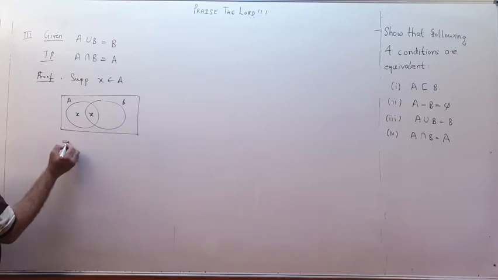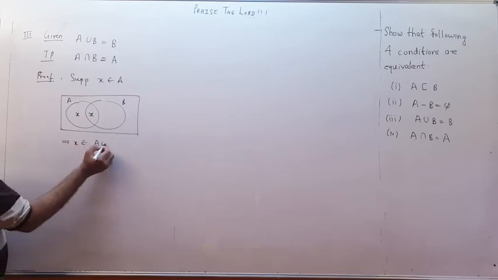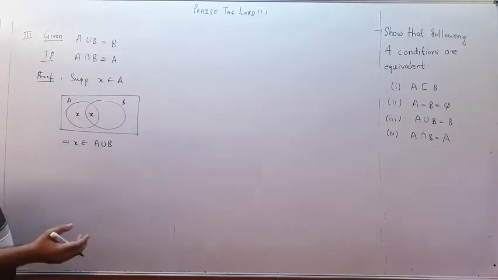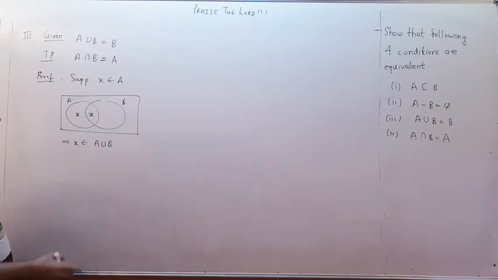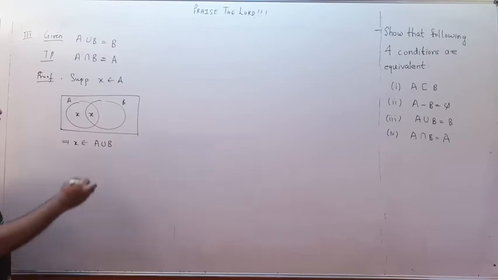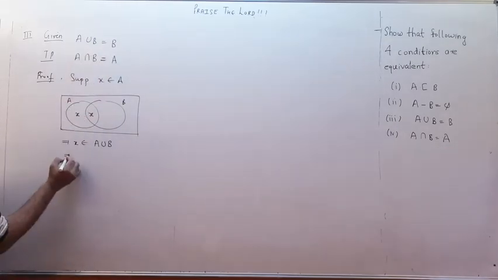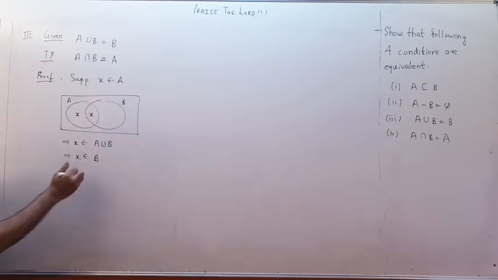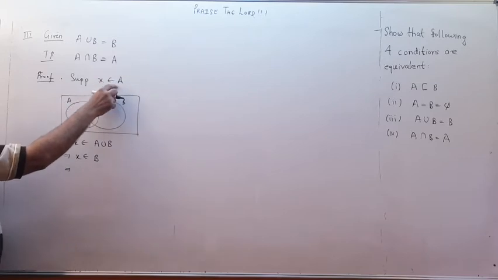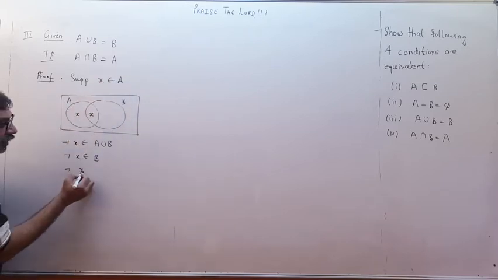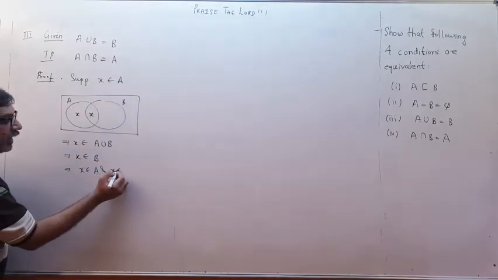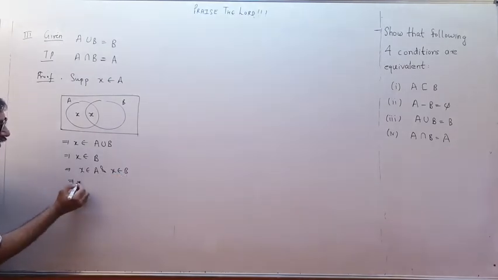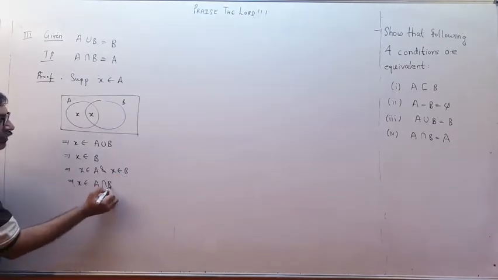x belongs to A means x will belong to A union B definitely. Because if x is in A, and if I take the union of A with any set, then x will belong to that set. But A union B is B, that means x belongs to B. So x belongs to A, as proved x belongs to B, and now I know that x belongs to A and x belongs to B. That means x belongs to A intersection B.